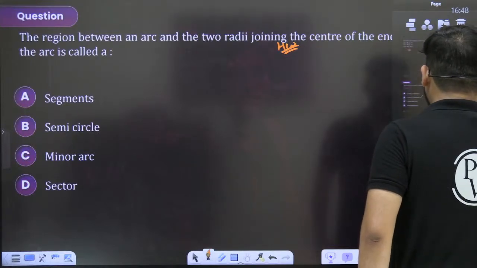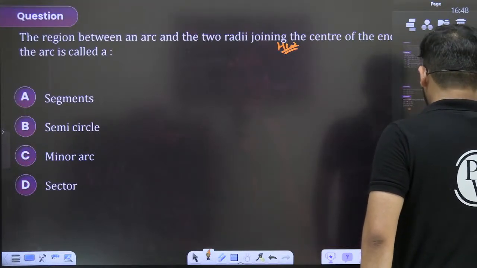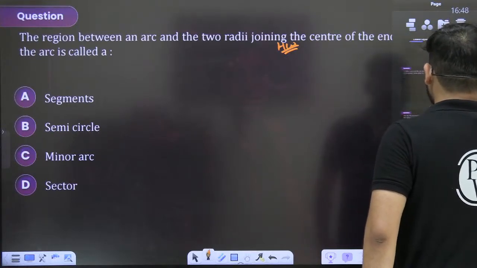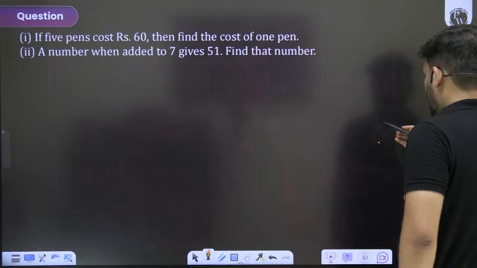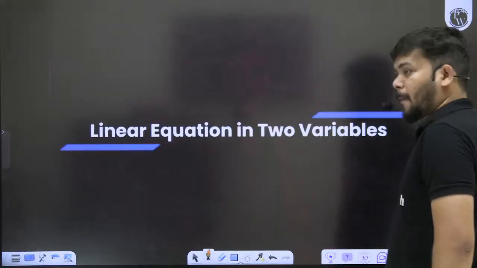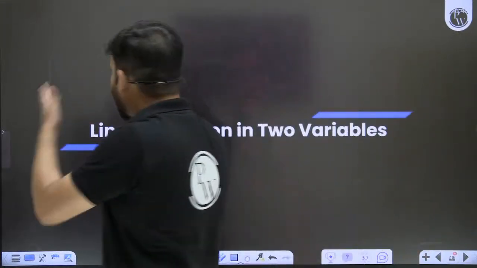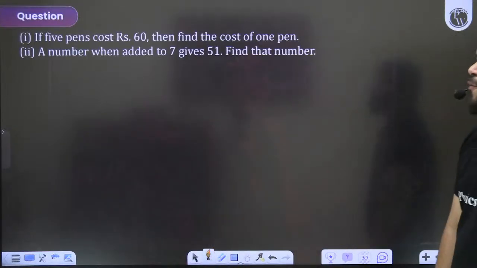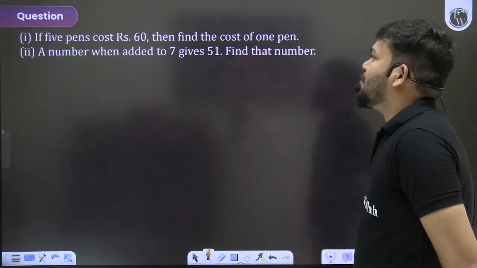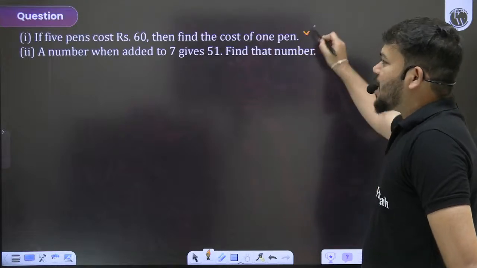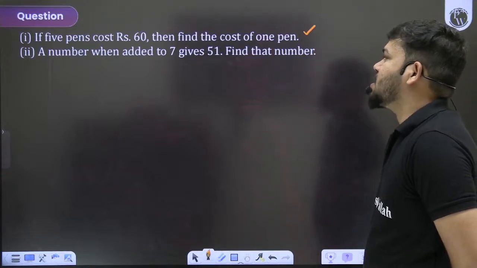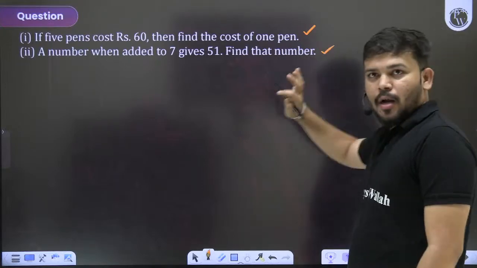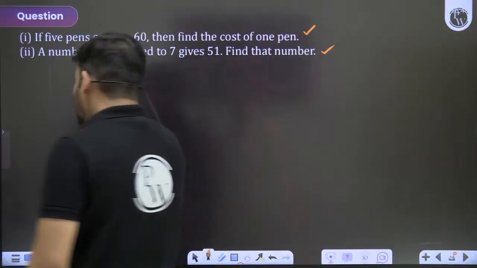Next one, a pair of equations in two variables, you can say linear equations. Linear equation in two variables means, you can see here, if 5 pens cost 100, then find the cost of 1 pen. And next, a number when 7 is added gives 51, find the number. So let's represent it mathematically first of all.